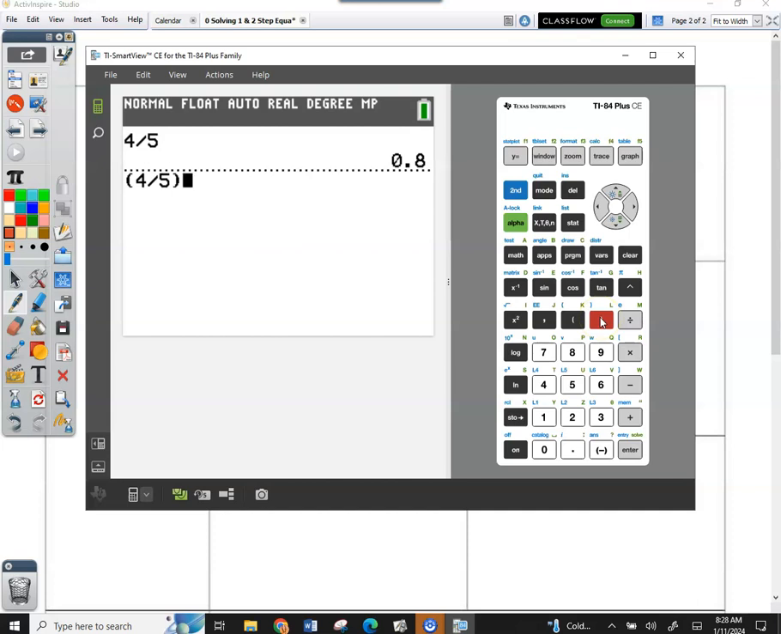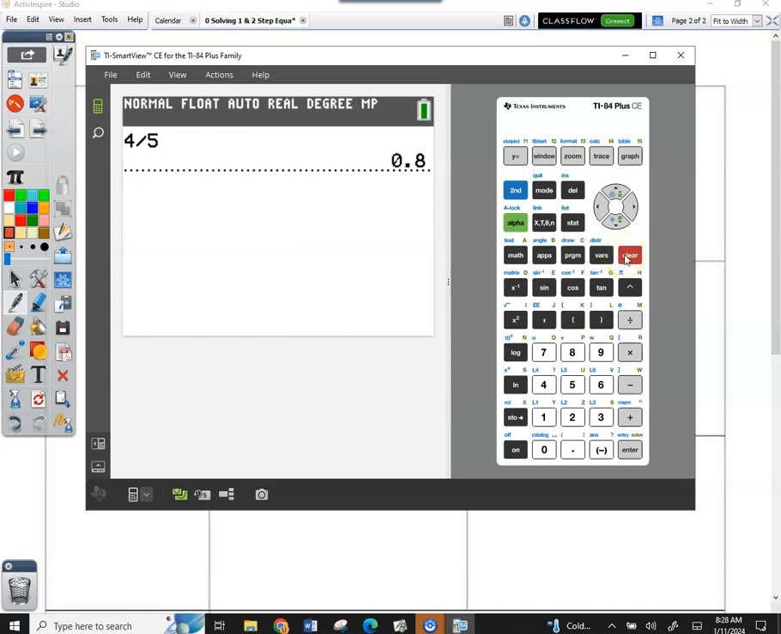Or if there was more stuff there, let's say it was 4 over, and then on the bottom, maybe 5 times 3, I don't know. You would need to put the 5 times 3 in its own parentheses. And that's where it starts to get really complicated. That's why I don't like that technique. But it works. You just have to watch parentheses.